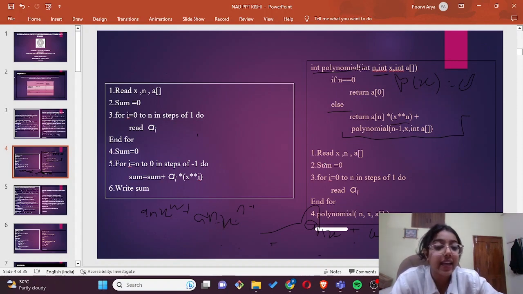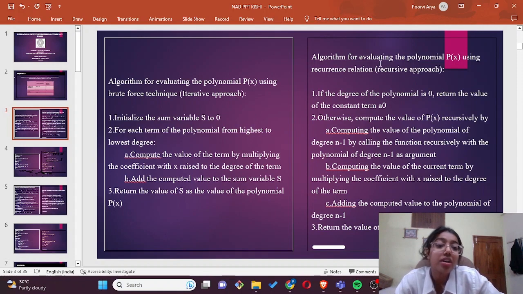It says that read x, n and a, we initialize sum to 0 as we did here. Then for loop I equal to 0 to n, we read the values of a, then we end the polynomial. Let's see this algorithm for evaluating using recursion. If the degree of the polynomial is 0, return the value of the constant term a0. As we seen here, we have returned the value.